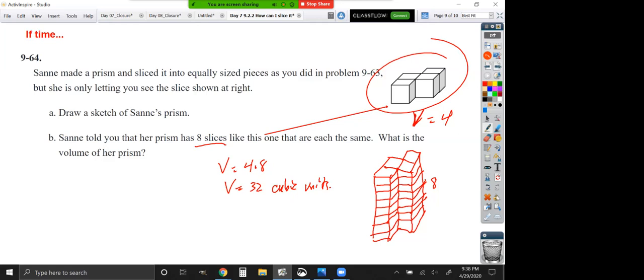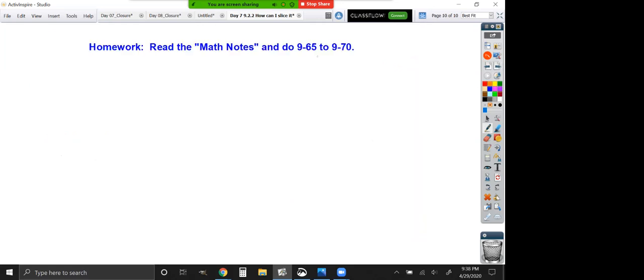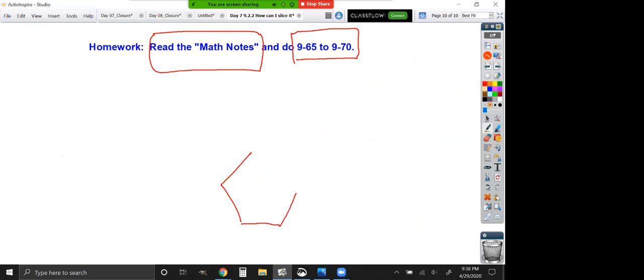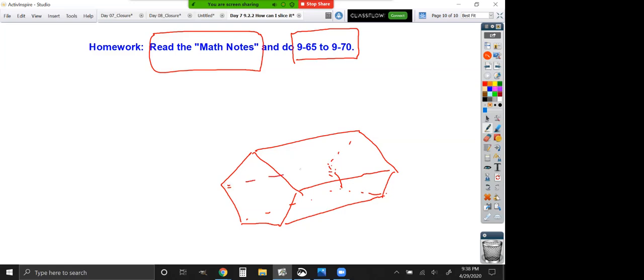Pretty good. All right. Now, before you get on to that, you're going to read your math notes, and then you're going to do 965 to 970. Just a little heads up. Pretty soon we're going to be doing things like this. Like, let's say I told you you had a pentagonal prism. Looks something like this, and I asked you to find the volume of it. I'm not doing very good on my drawing here. There we go. What is the shape of the base?